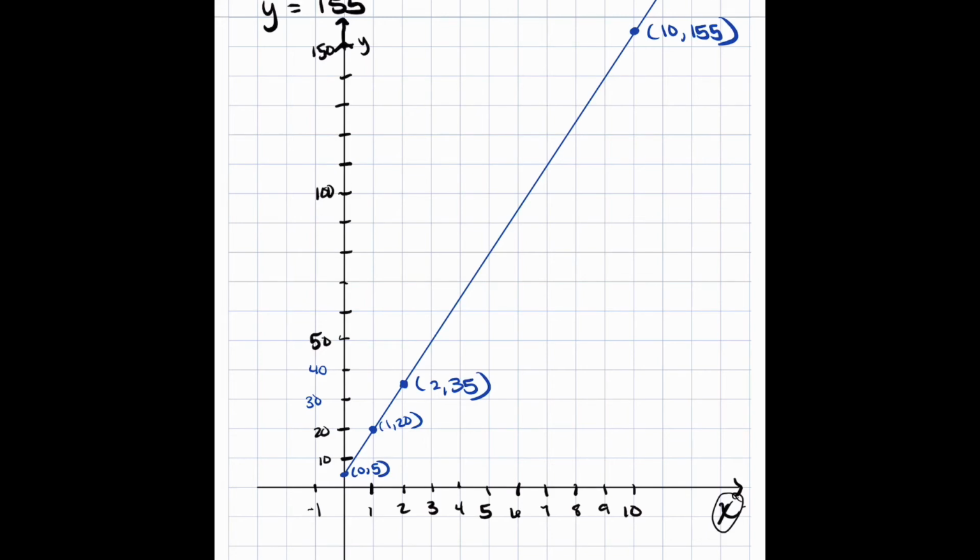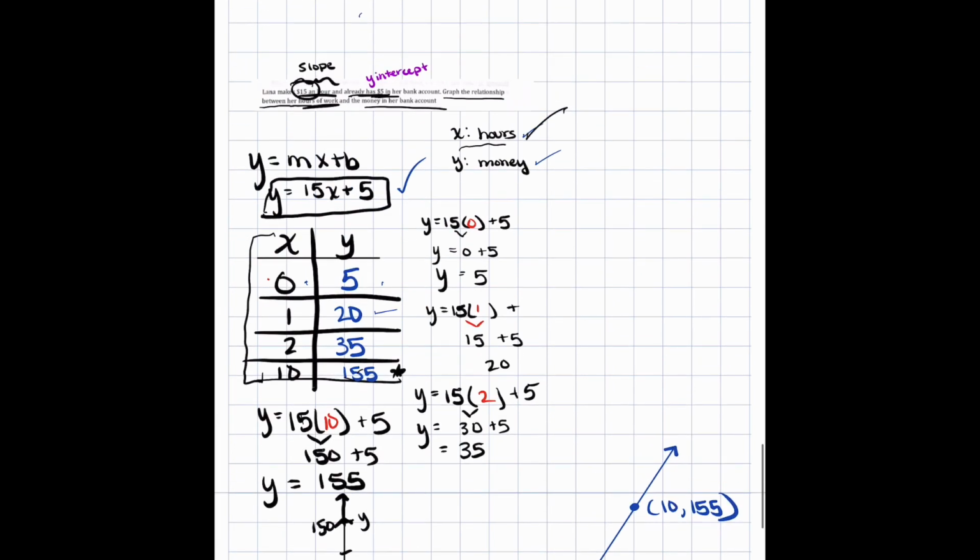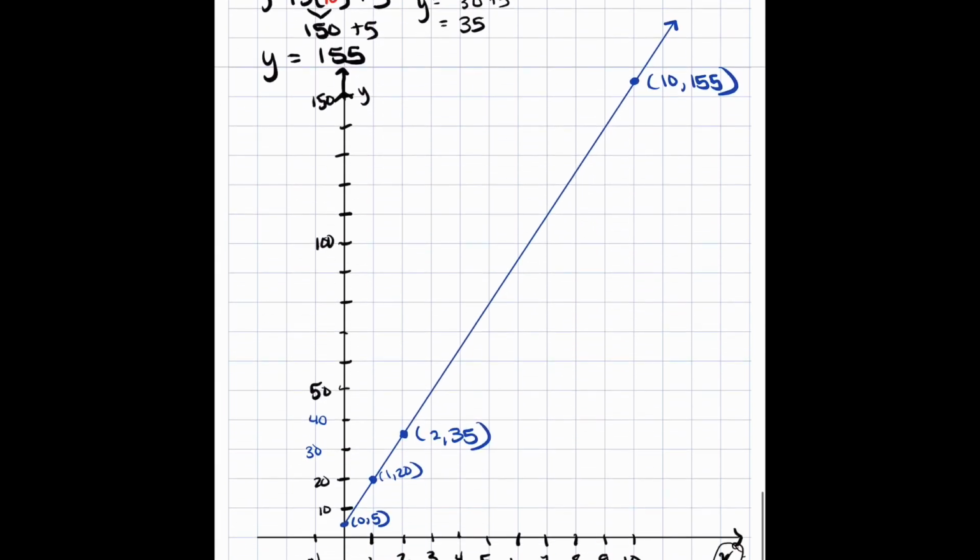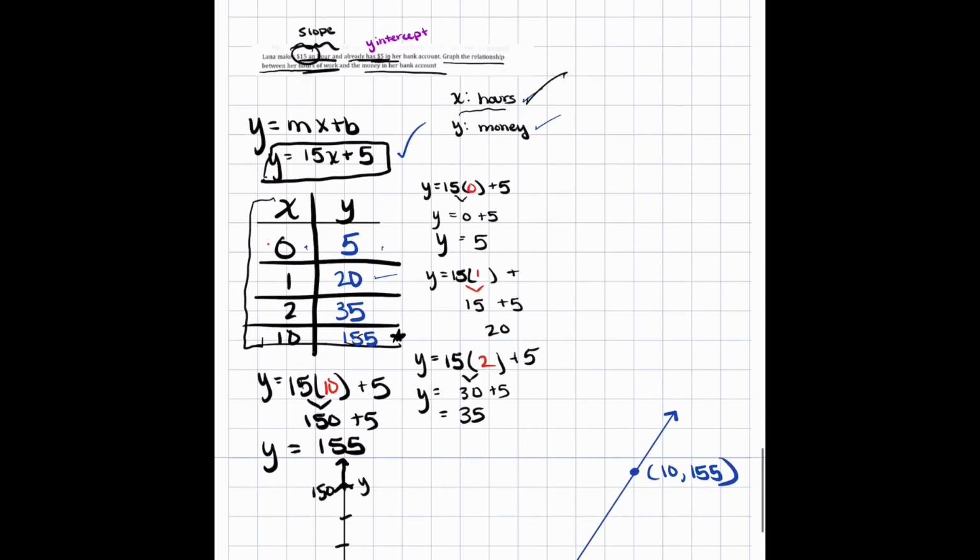just means they all follow a pattern, which in this case is 15 an hour, which is our slope. Remember, the pattern is the slope. Okay, let's go back up to the problem and see what they wanted us to do.